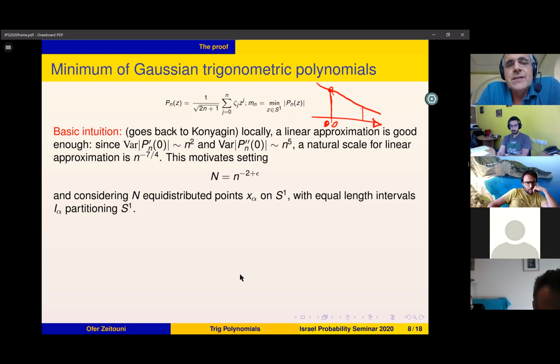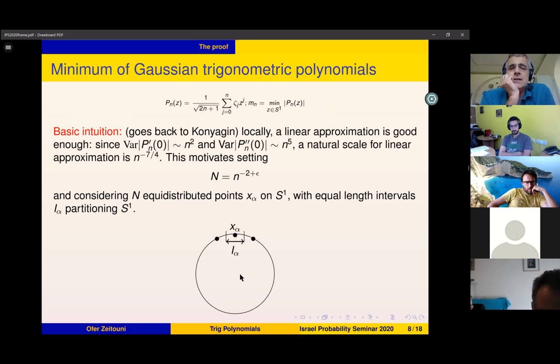And this motivates taking some skeleton, even though the variables are very correlated, of order 1 over n squared, and then looking at equidistributed points on the circle. Now what we would like to say is that for all these points, we can replace the complicated polynomial by a straight line. That will depend on only two parameters: the value of the polynomial at the center x alpha, and the derivative at that point.